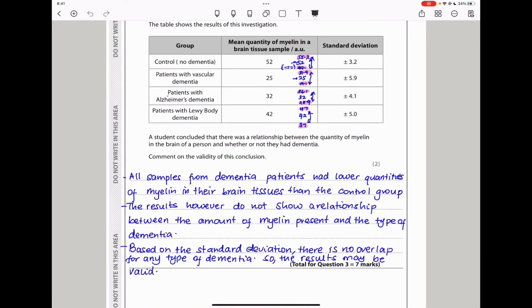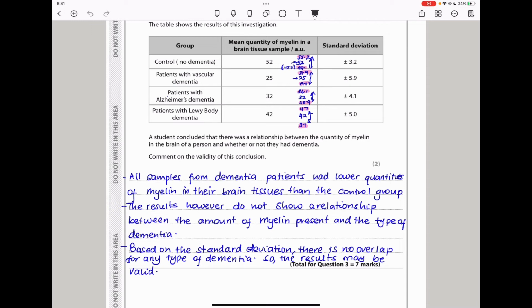So here they say, a student concluded that there was a relationship between the quantity of myelin in the brain of a person and whether or not they had dementia. They want you to comment on the validity of this conclusion. So based on the data I said, all samples from dementia patients had lower quantities of myelin in their brain tissue than the control group. So we could use this to see why this conclusion could be made, because the control group had a way higher brain tissue sample than those who had dementia, basically.